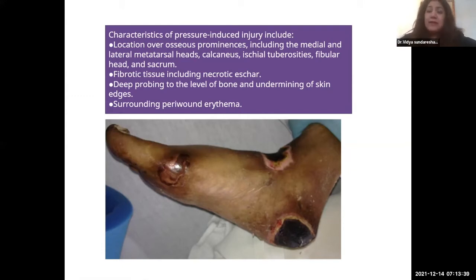Deep probing to the level of the bone and undermining of skin. When we say undermining, the edges are kind of overhanging. You see that typically with the pressure ulcers. And then surrounding that wound, if you palpate, you'll see a little bit of edema. You'll also see a peri-wound. Around the wound area, there is erythema.